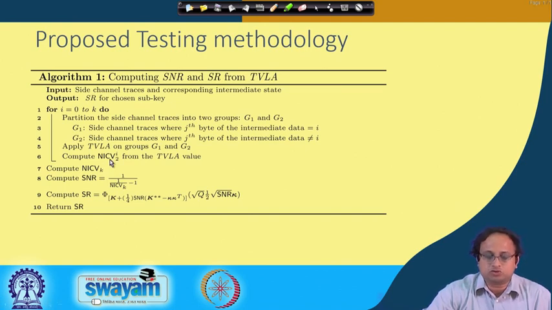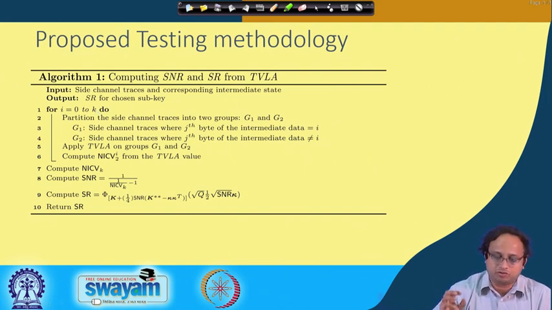Once you have got NICV2I, and you have done that for all these k groups, you can sum them, and from there you can estimate the value of NICVK. Once you have got NICVK, you can estimate the SNR, and then you can fix this SNR, and from here you can get the success rate.